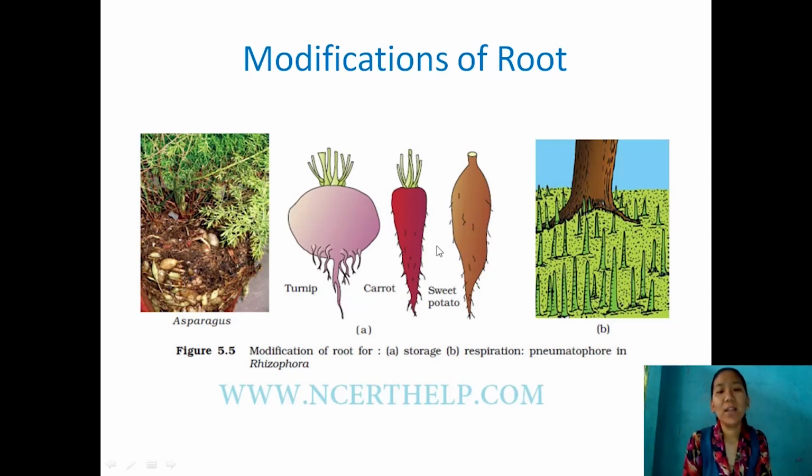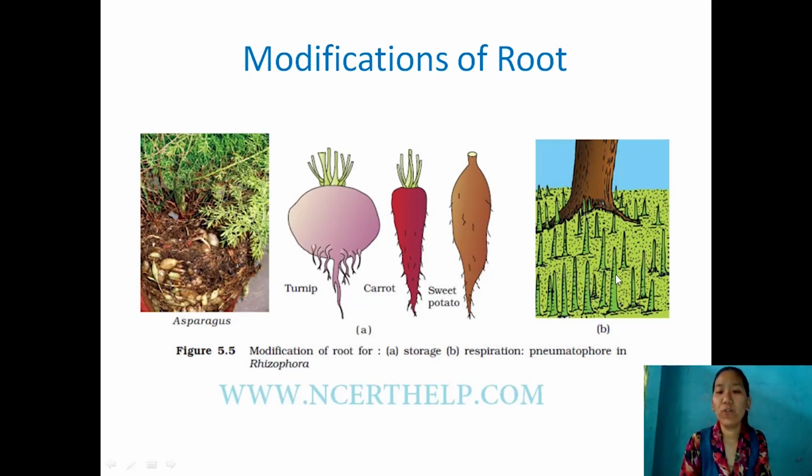And then the roots are also modified for the function of respiration. There are certain plants which grow in the marshy area like Rhizophora, and these plants produce roots which grow downward. They also produce roots which grow upward, that is, they are negatively geotropic. As you can see in the picture, these outgrowths are all roots, and we call them pneumatophores, and the function of these roots is respiration.